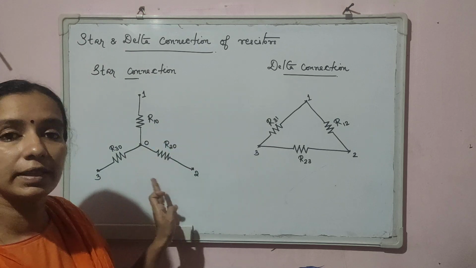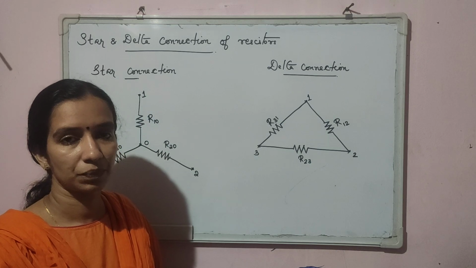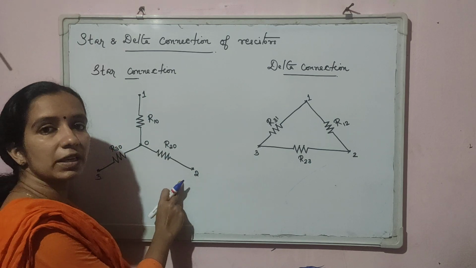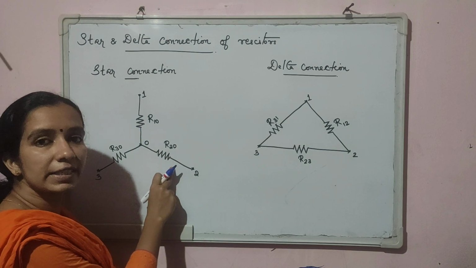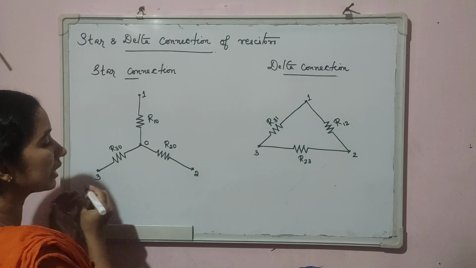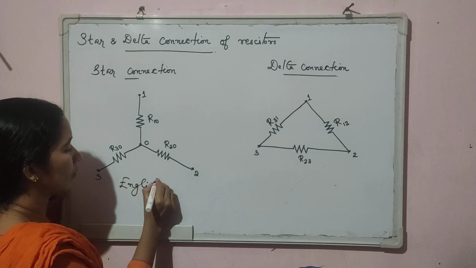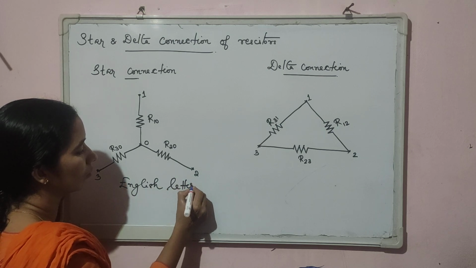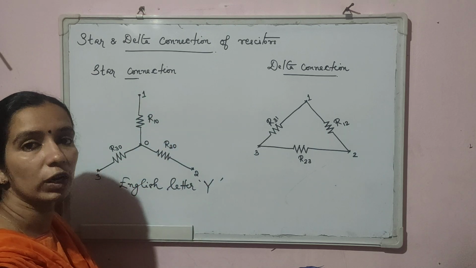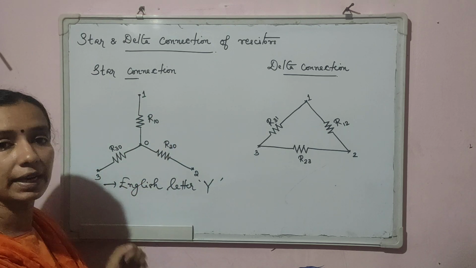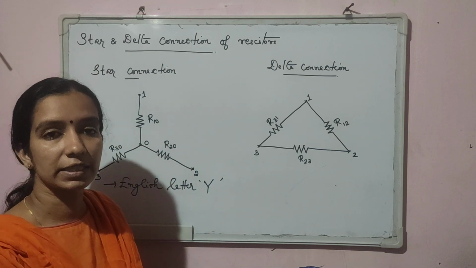So this is the diagram of a star connection and this is the diagram of a delta connection. A star connection of resistors is obtained when three resistors are connected in the shape of the English letter Y. So this is in the shape of the English letter Y. So three resistors are connected in the form of the English letter Y, then we will get the star connection.